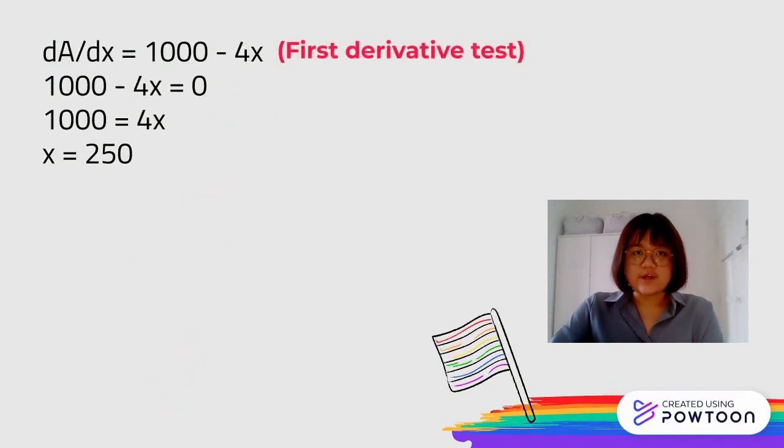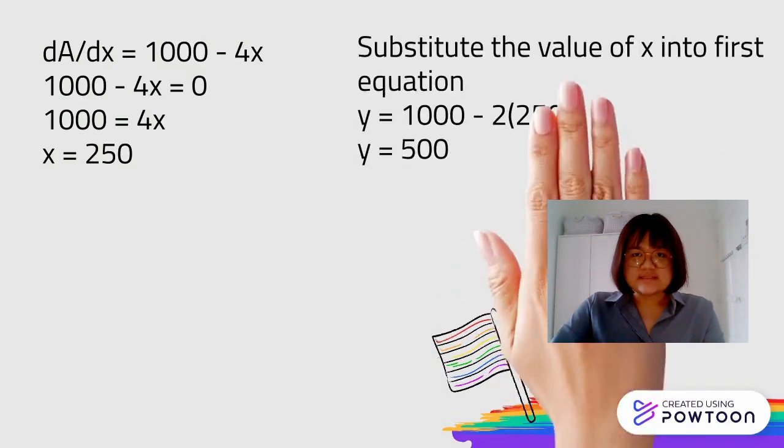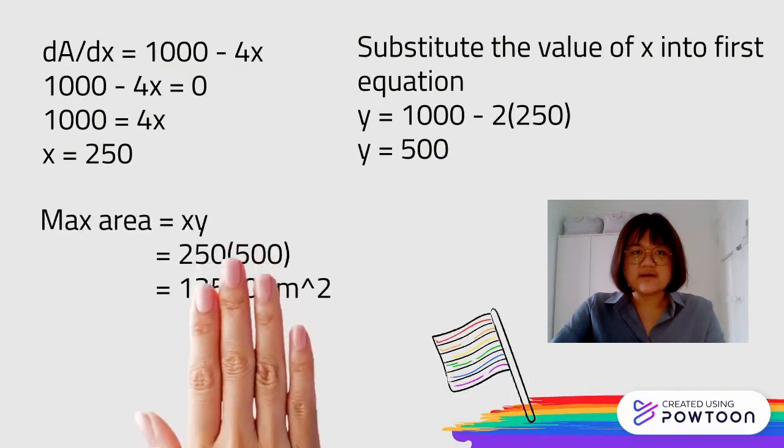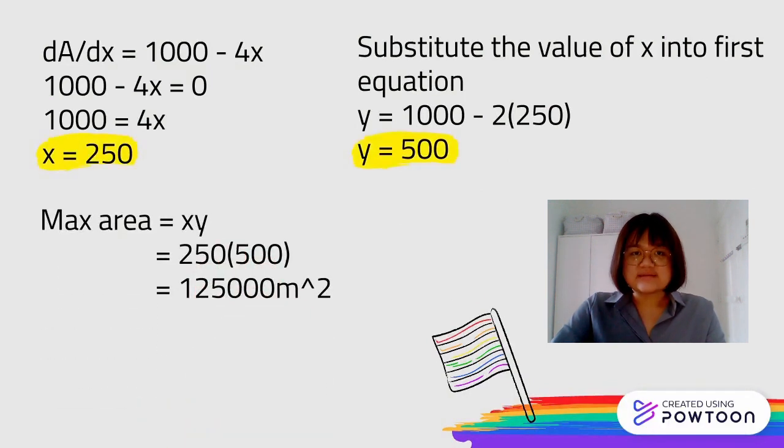Next, do the first derivative test. dA over dx equal 1000 minus 4x. The maximum value occurs when dA over dx equals 0. So 1000 minus 4x equals 0. 1000 equals 4x. X is equal to 250. Substitute the value of x into the first equation, and we can know that y is equal to 500. To get the maximum area, use the formula x times y, and we can get 125,000 m squared.